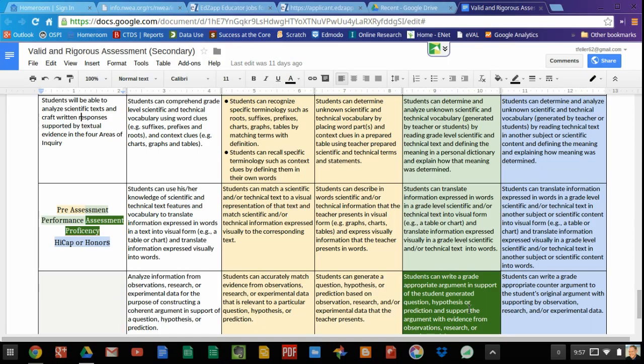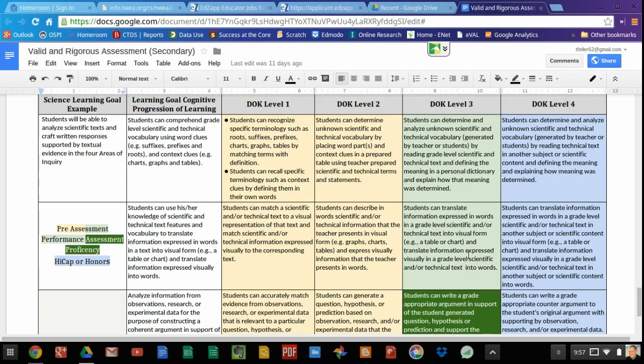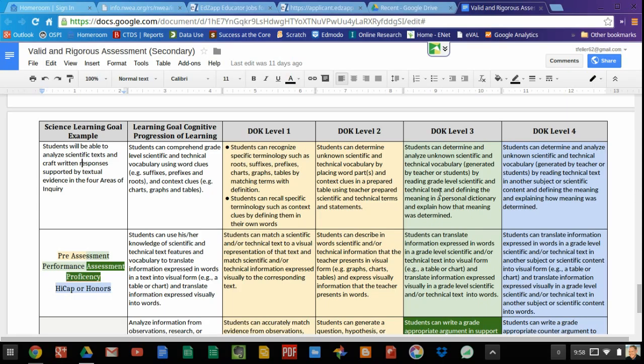Now, what we found is that if I just measure this, sometimes when I assess this, kids won't be able to demonstrate that, and my rubrics and things basically just assess this. But what Jed found and teachers found is in my post-assessment, I also need to assess that students can determine and analyze unknown scientific technical vocabulary by reading grade-level scientific technical texts and defining meanings in a personal dictionary and explaining how that meaning was determined.